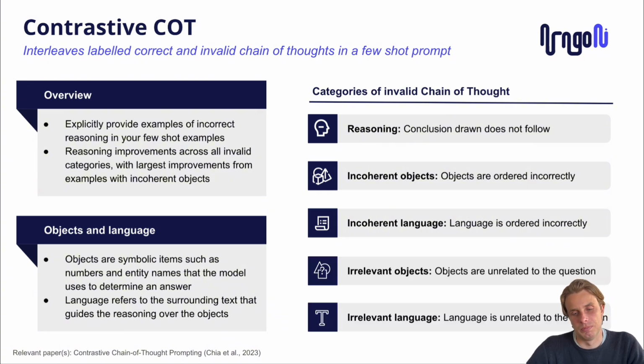Irrelevant objects is quite intuitive. So for example, if we're trying to perform a chain of thought that's answering a question related to a product that your company offers, but then in this chain of thought, the model starts speaking about another product that you offer that is unrelated, that would be considered irrelevant. So for few-shot prompting, to summarize what this paper suggests, is you can provide both correct examples of chain of thought as well as incorrect or invalid chain of thoughts that are labeled such.